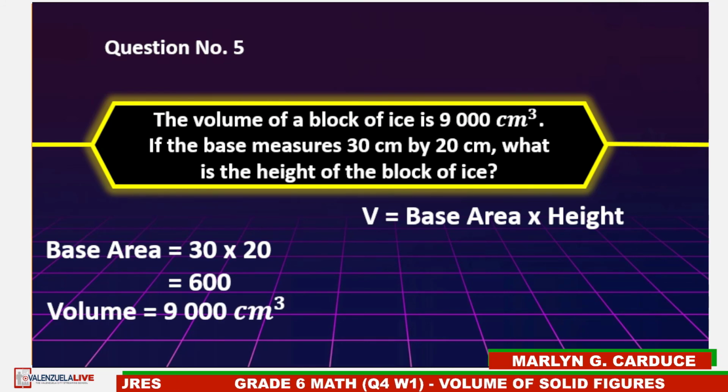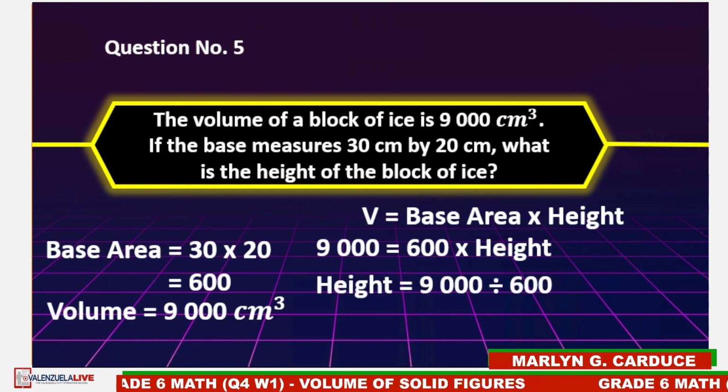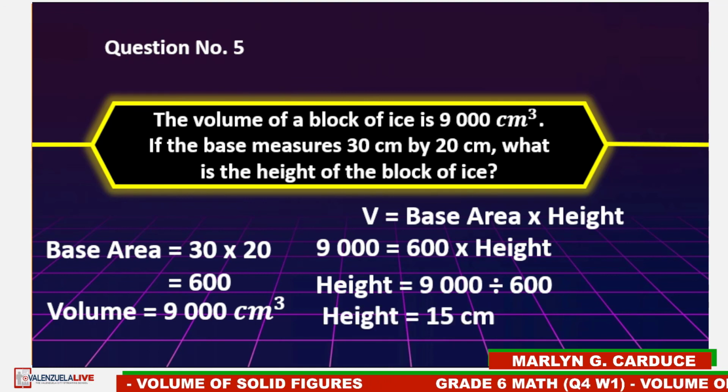Given the volume, which is 9,000 cubic centimeters, we substitute all the given numbers. So the volume, 9,000, is equal to the base area 600 multiplied by the unknown height. Then divide 9,000 by 600 to get the height, and we will get 15 centimeters.